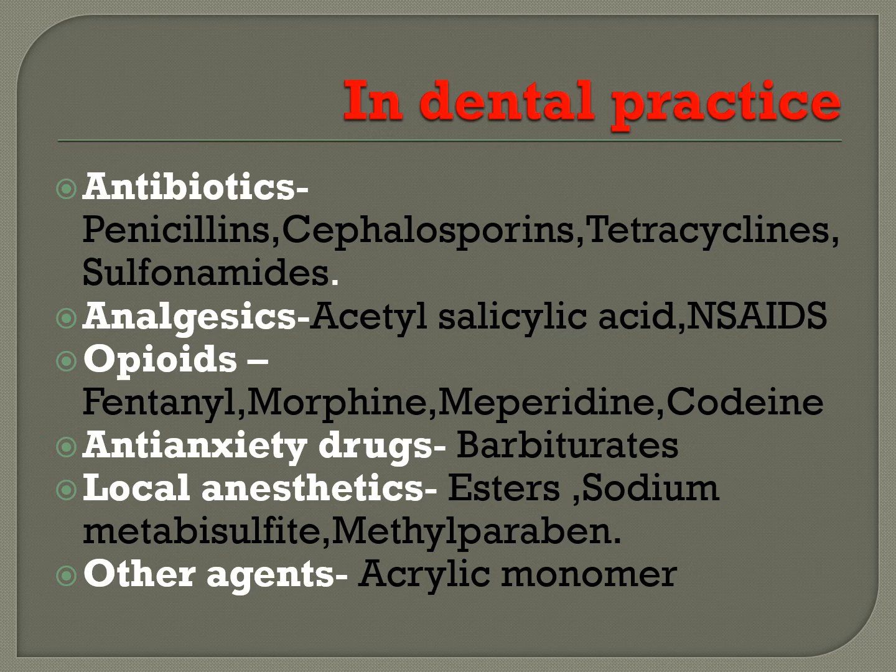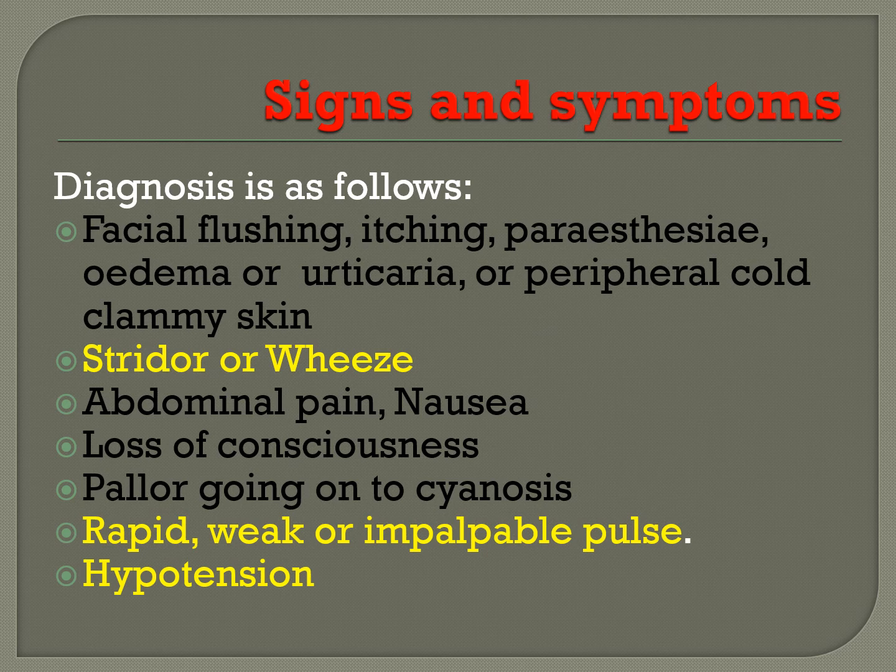Analgesics like acetylsalicylic acid and NSAIDs can also lead to hypersensitivity reactions. Opioids like fentanyl, morphine, codeine. Anti-anxiety drugs like barbiturates. Local anesthetic drugs like esters, sodium metabisulfite, methylparaben, the preservatives like that, lead to hypersensitivity reactions. And other agents like acrylic monomer, mostly used in prosthetic denture purposes, can also lead to allergic reactions. So what are the signs and symptoms we can see?